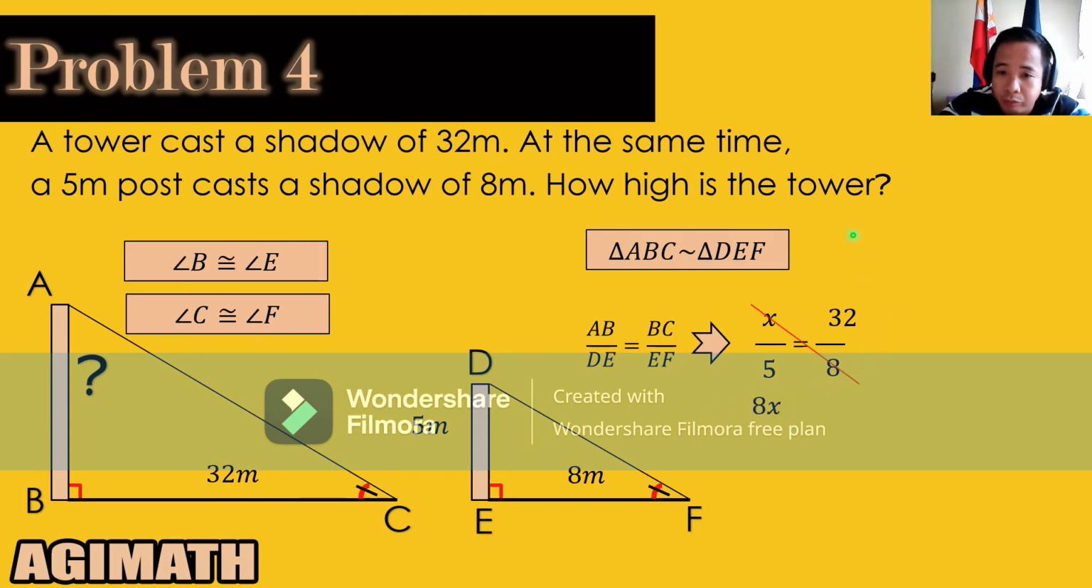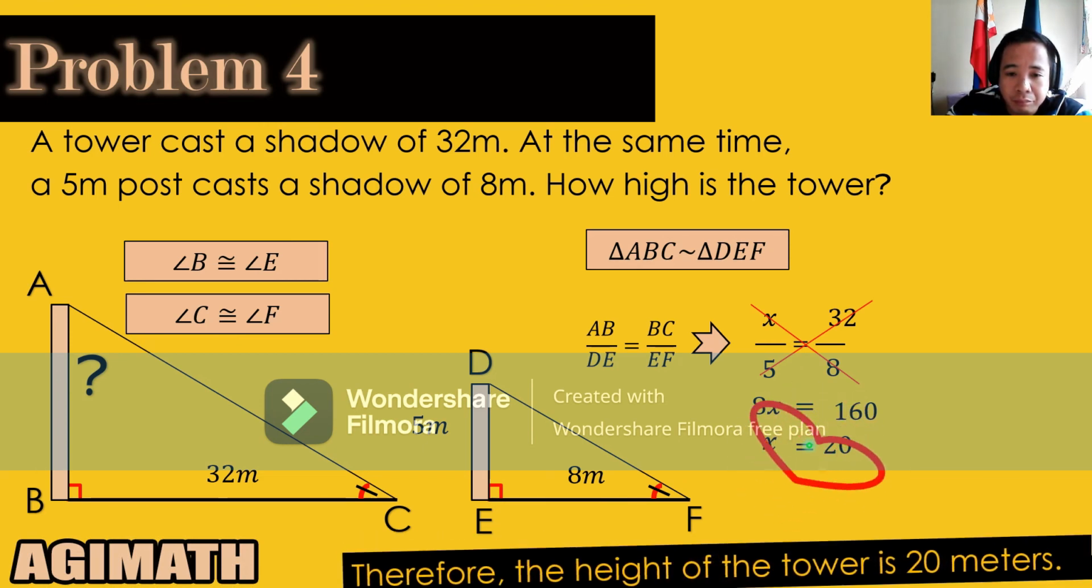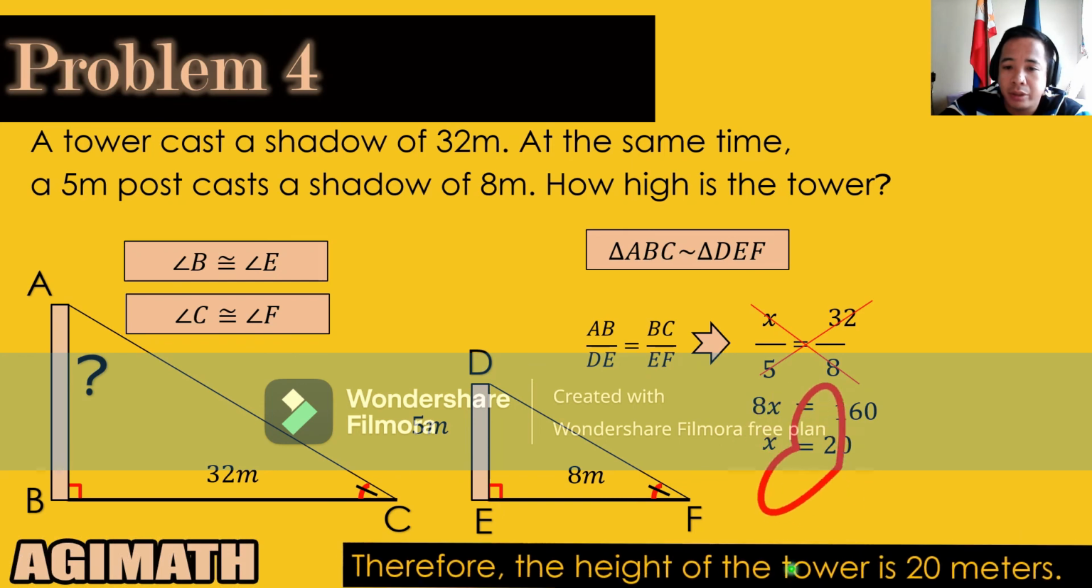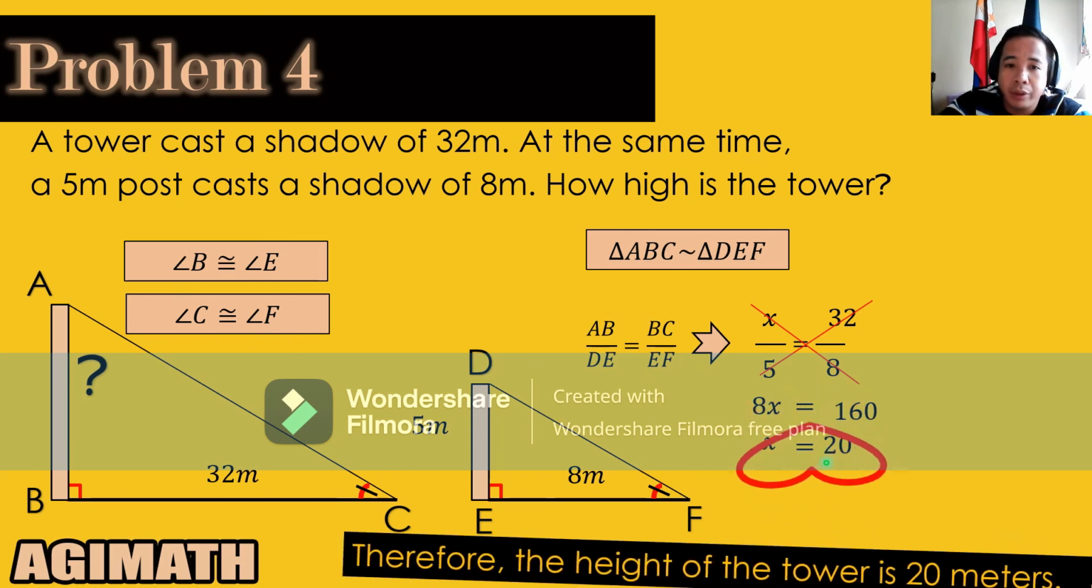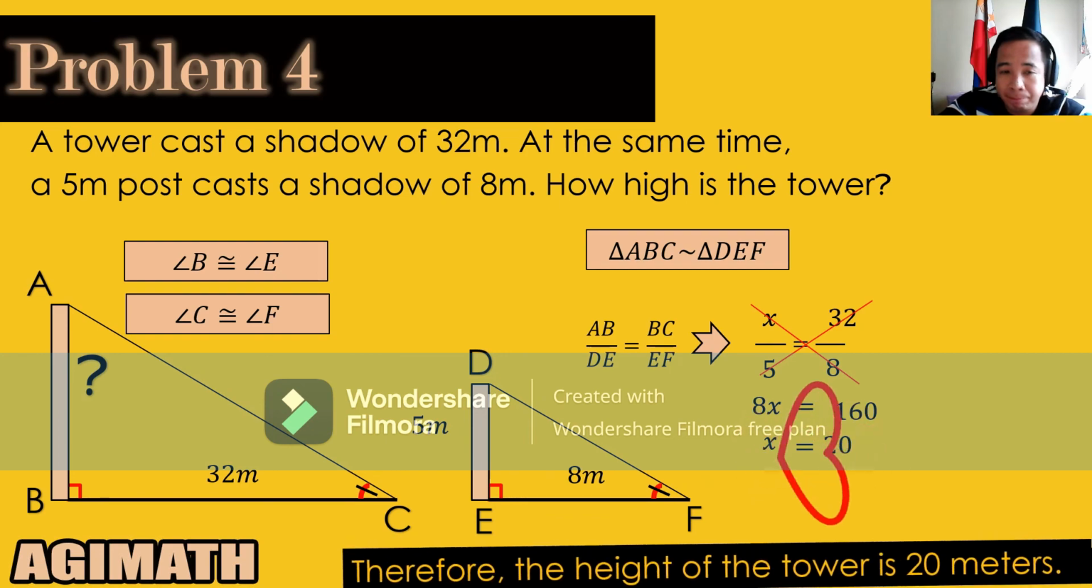Now, applying the first lesson in your modules, we can apply cross multiplication. So we cross multiply: the product of 8 and x, as well as the product of 5 and 32. 32 times 5 is 160. Dividing both sides by 8, 8x divided by 8 is equal to x, and 160 divided by 8 is equal to 20. Therefore, the height of the tower, which is what we are looking for, is equal to 20 meters. That's it.